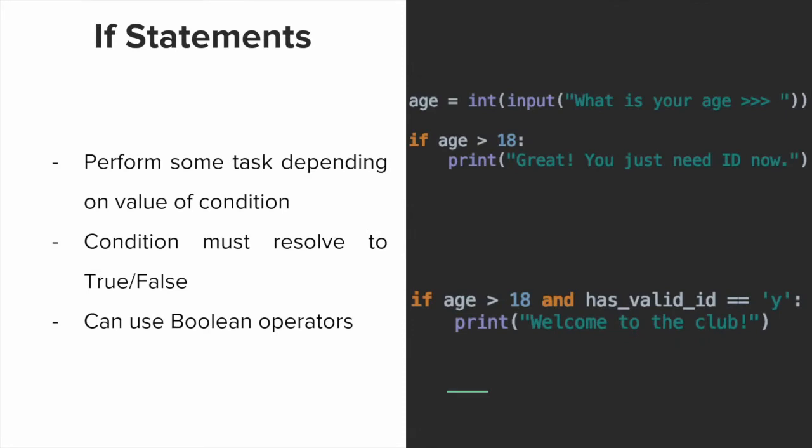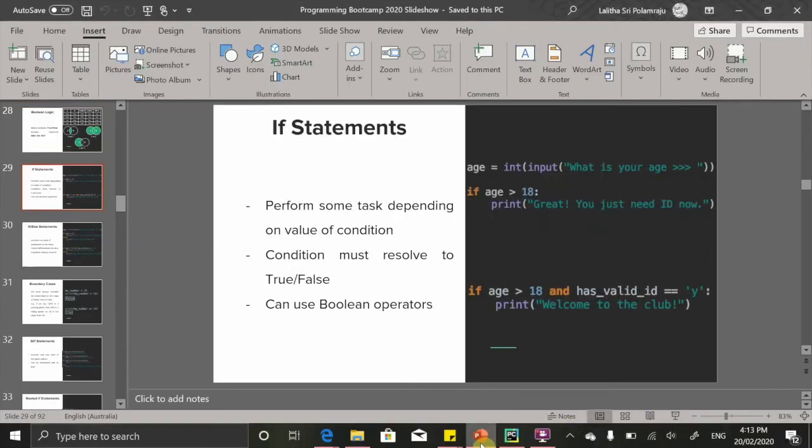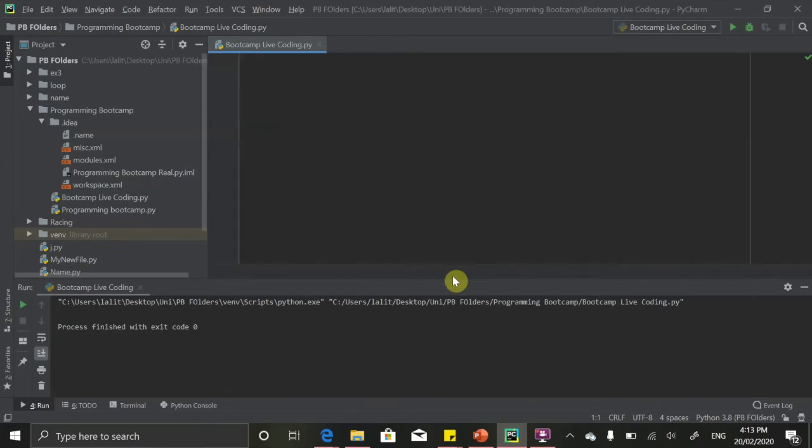Now let's move on to if statements. If statements is pretty much asking the program to perform some task depending on the value of a condition. So it's like saying, if this is true, then do whatever needs to be done. So let's see that in an example. So let's take back the example of getting into a club. So we are initializing age as 18, has valid ID as true. Now, if the age is greater than or equal to 18 and has valid ID is true, then tell them, welcome to the club.